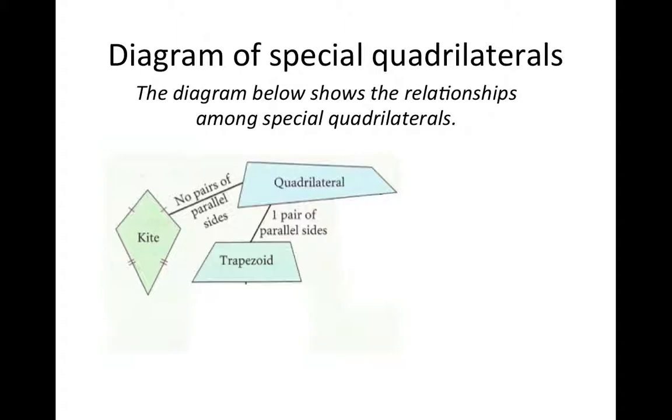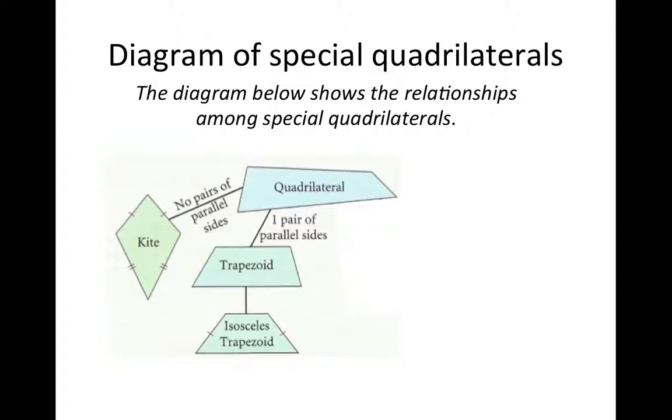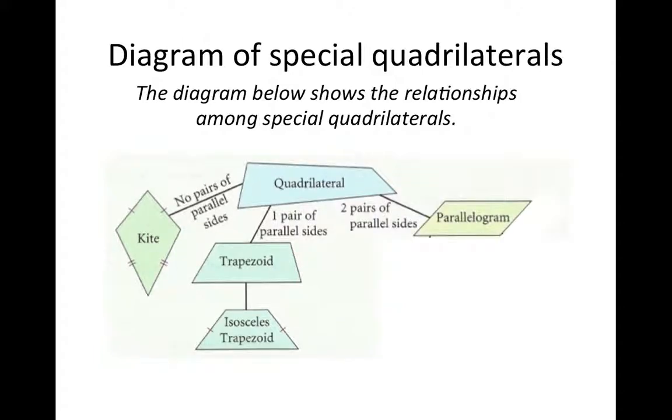Next, it could have one pair of parallel sides. So there's a trapezoid there, and then a special kind of trapezoid branching down from that is an isosceles trapezoid. So the side on the left and the side on the right are congruent. So on the far left, we have no pairs of parallel sides. In the middle, we have one pair of parallel sides. And on the branch to the right, we have two pairs of parallel sides, and that gives us a parallelogram.